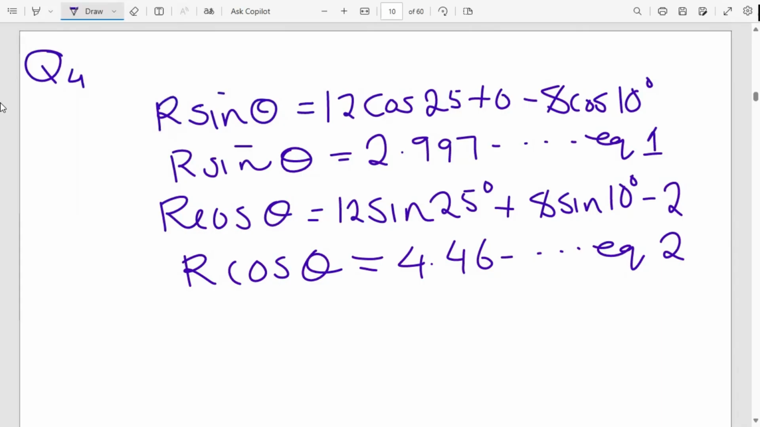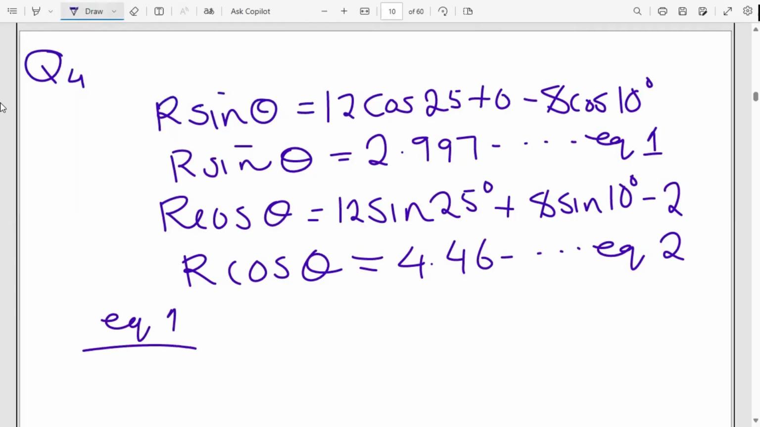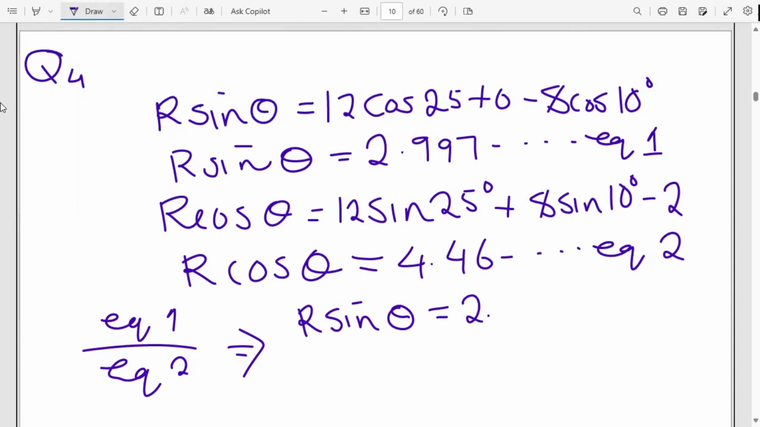What are we going to do? We're going to divide equation 2 into equation 1. So dividing 2 into 1, we're going to say equation 1 divided by equation 2. And this will be equal to the following. I'll have my r sine theta being equal to 2.997.